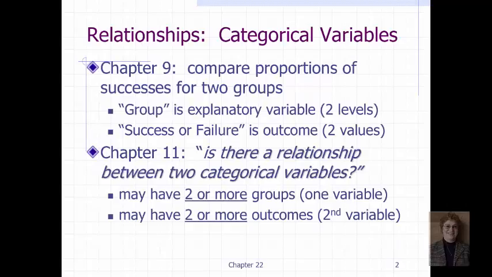So in Chapter 9, we looked at proportions for two groups, and we looked at a success or a failure. So we looked at two levels and two values. So we did proportions. We looked at comparing two proportions, and we could do proportions when we are dealing with categorical variables. So now in Chapter 11 we have two or more groups of a single variable, or we have two or more outcomes.